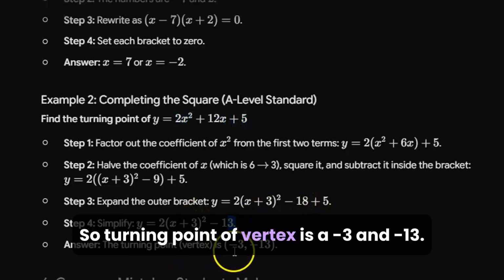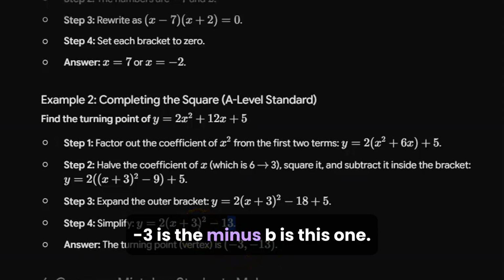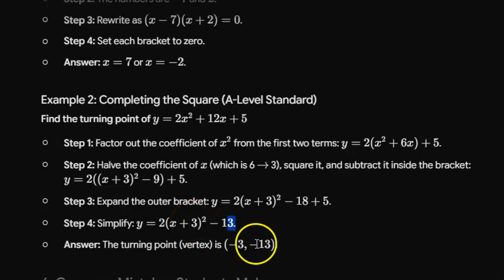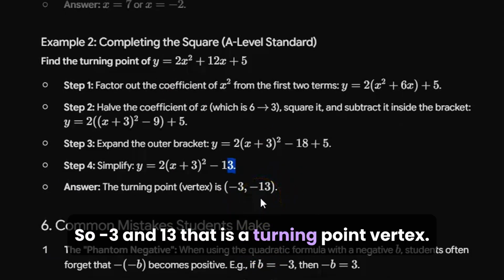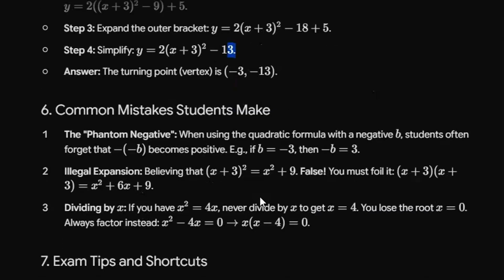So the turning point, the vertex, is (-3, -13). The -3 comes from -b, the value inside the bracket, and the other is -13. So (-3, -13) is the turning point, the vertex.